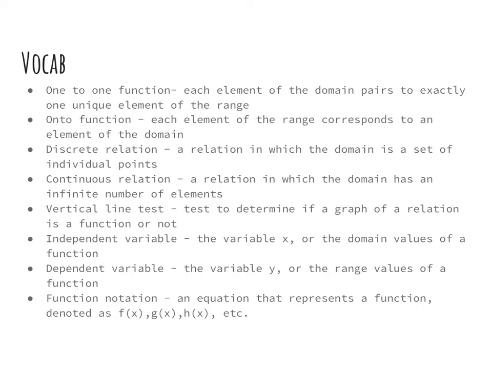Vertical line test is the test that we use to determine if a graph of a relation is a function or not. Independent variable, that's our variable x or our domain values of a function. Dependent variable is our variable y or the range values of a function. And then function notation, it's an equation that represents a function, and we use f of x, g of x, h of x, pretty much any letter of x, and that is in function notation. We use that instead of y.